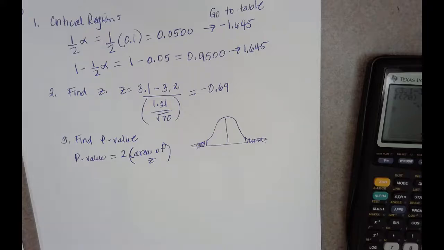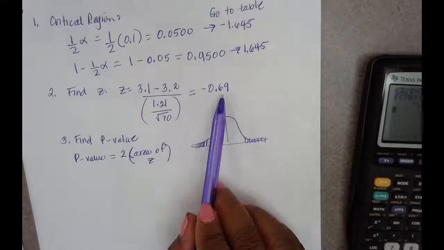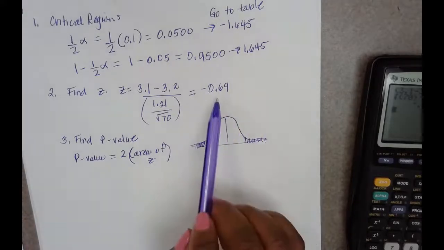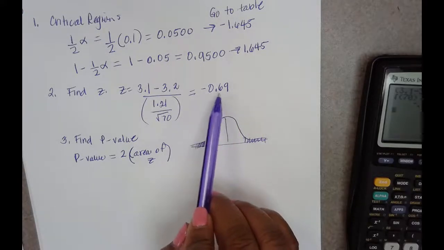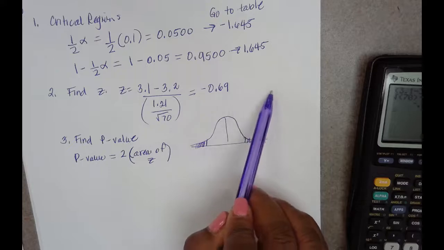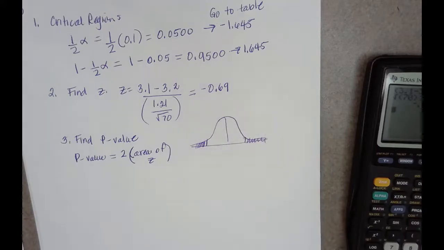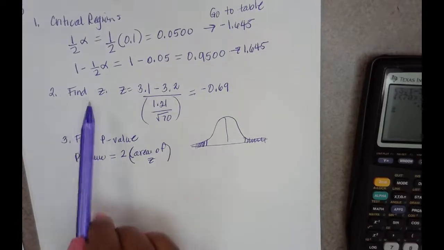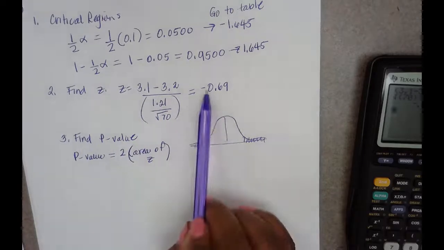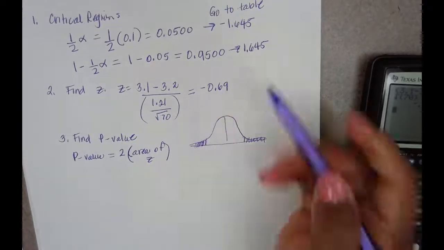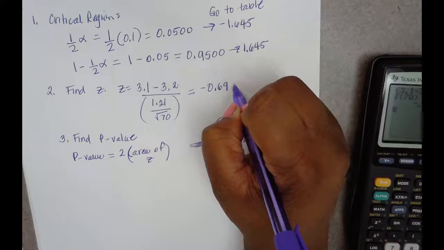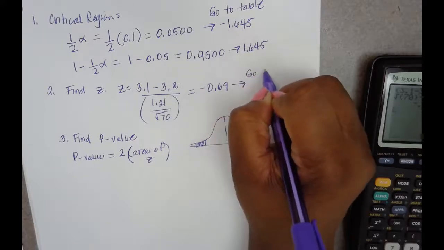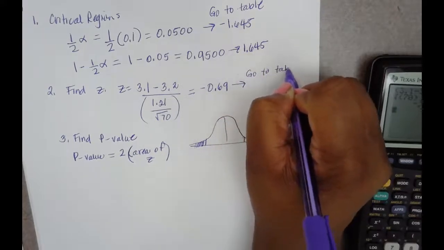We have to find, I'm sorry, I missed the whole, I forgot to find the area that corresponds to this on our table. So let's pause, let me get myself together. Let's go back here to part 2. We found the Z score to be negative 0.69. We need to now go to the table.